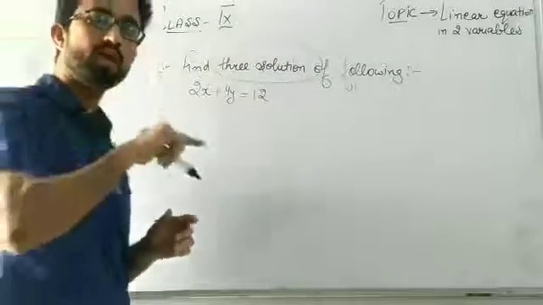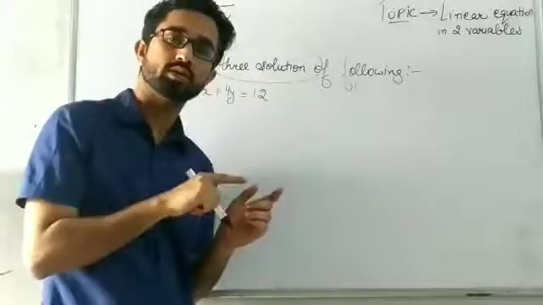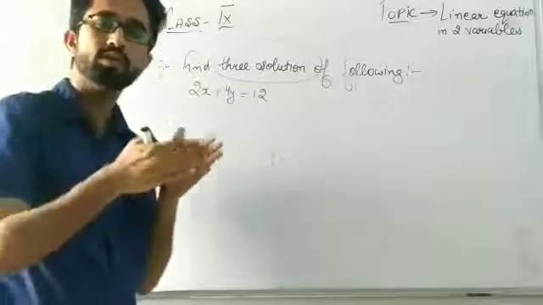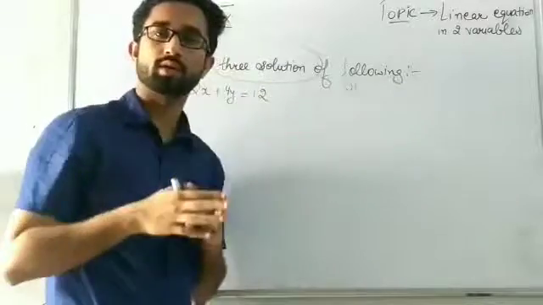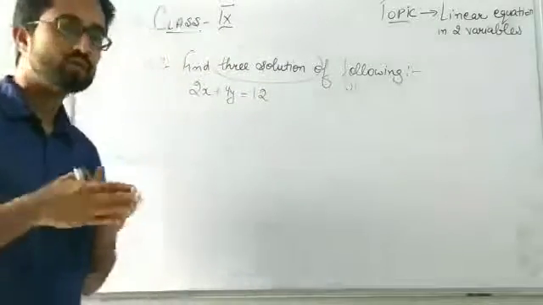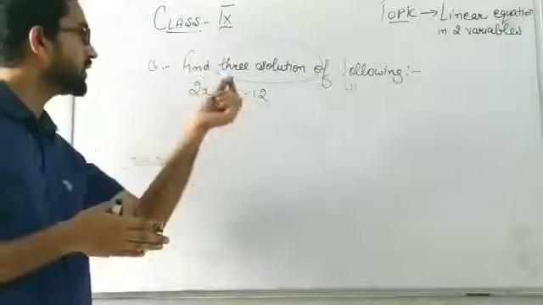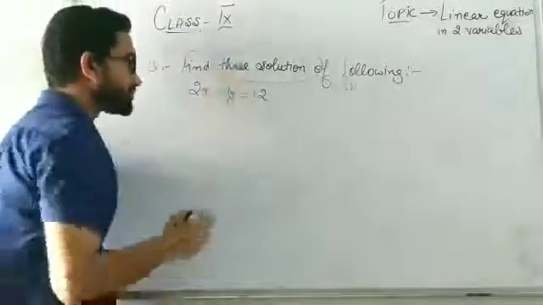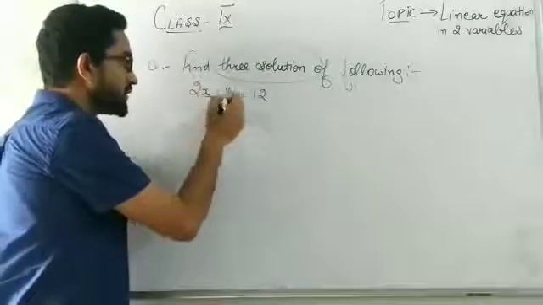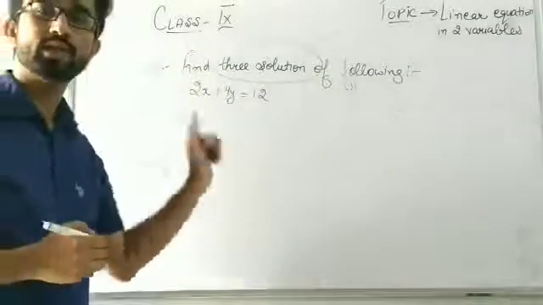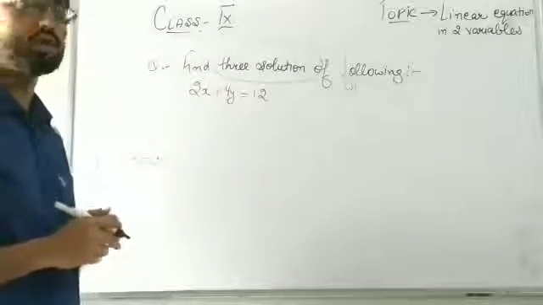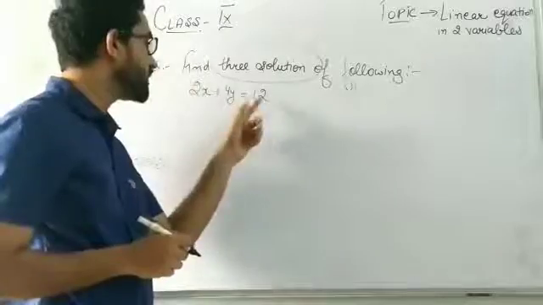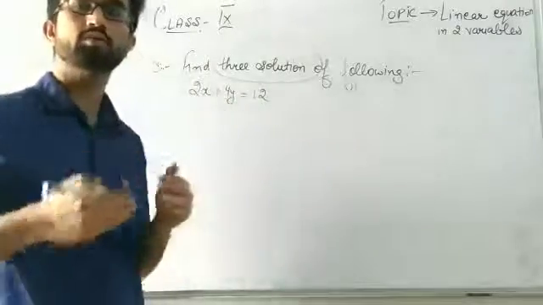I told you we have to draw the graph of that linear equation, but in order to draw that graph we need some values to plot on it, isn't it? For that we need some solutions. Solutions mean the values of x and y that actually satisfy our equation. That means if I fill in some x and some y, they will give me this 12.